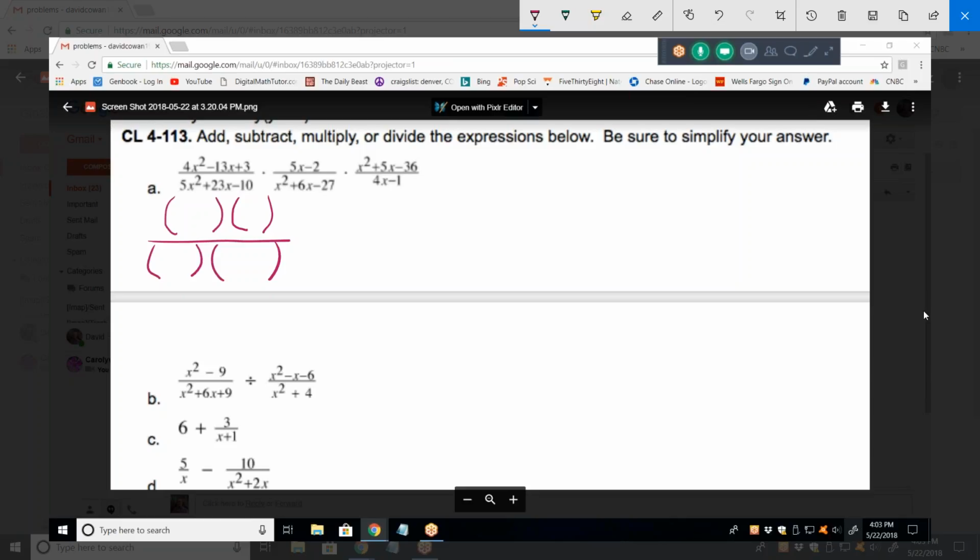It doesn't really matter whether you're adding, subtracting, multiplying, or dividing. It's a factoring problem.